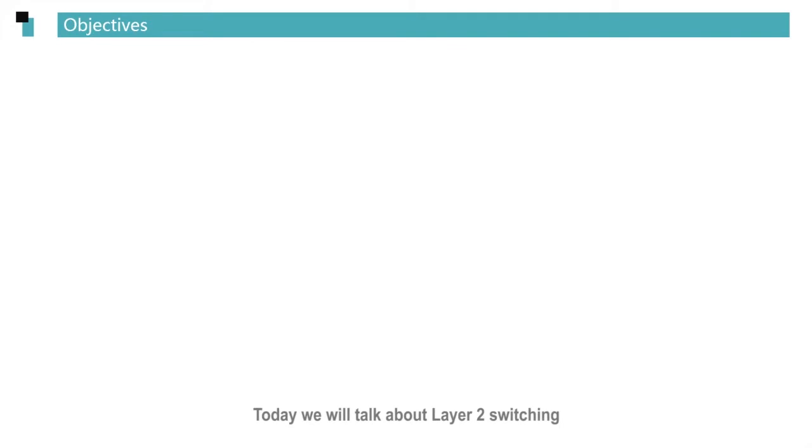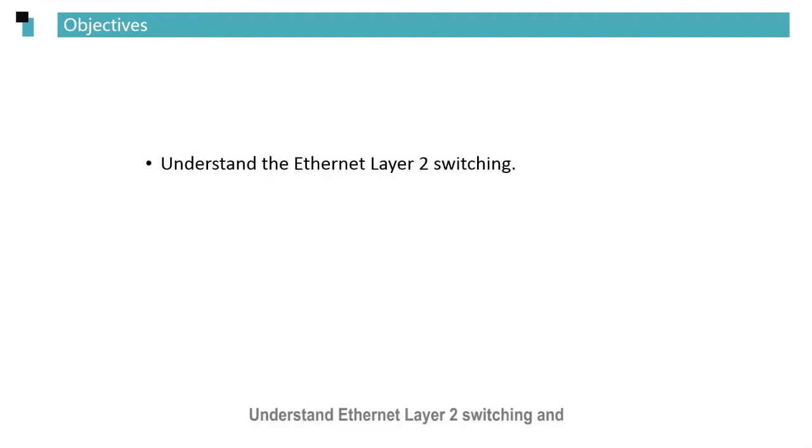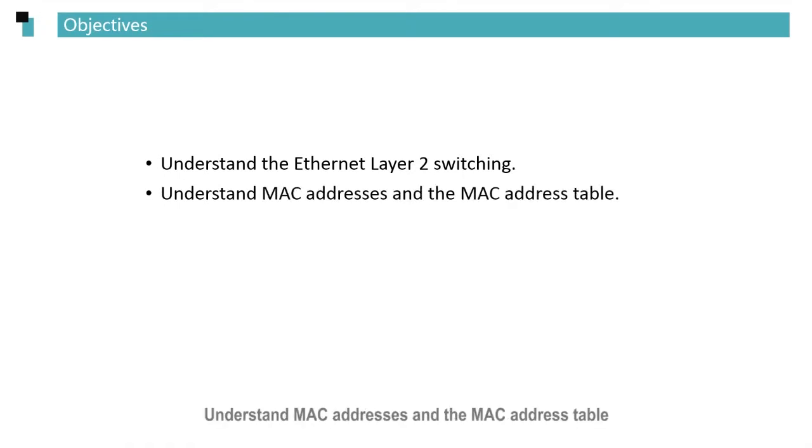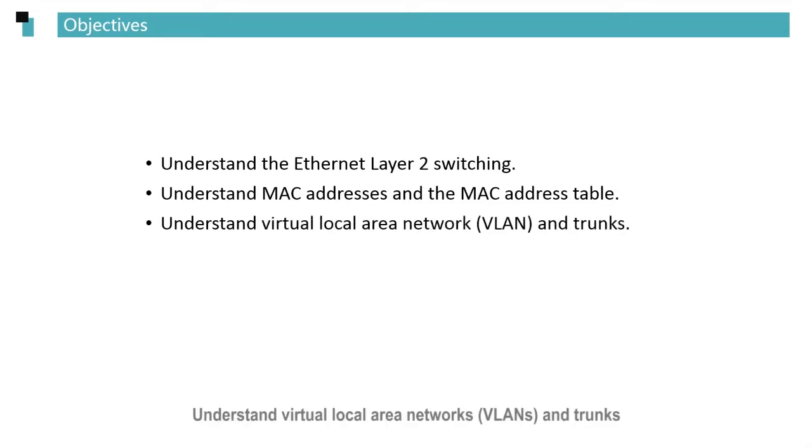Today we will talk about Layer 2 switching. I hope that after this session, you're able to understand Ethernet Layer 2 switching and how it differs from routing, understand MAC addresses and the MAC address table, as well as addressing and the position of a MAC address in an Ethernet data frame. Understand virtual local area networks, VLANs, and trunks.